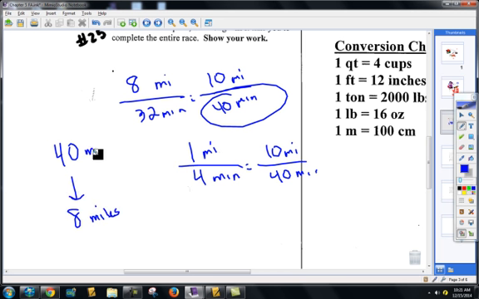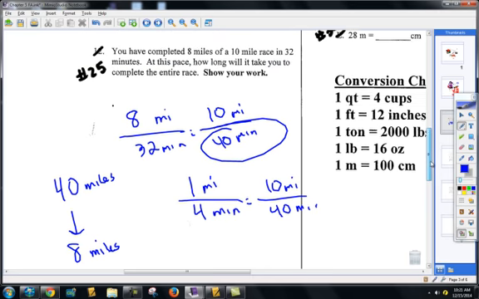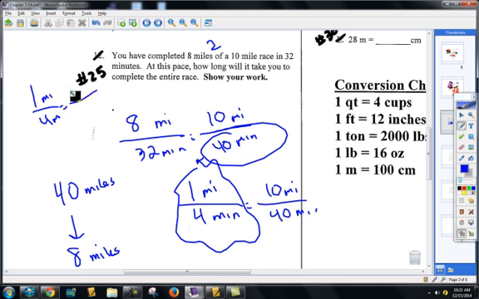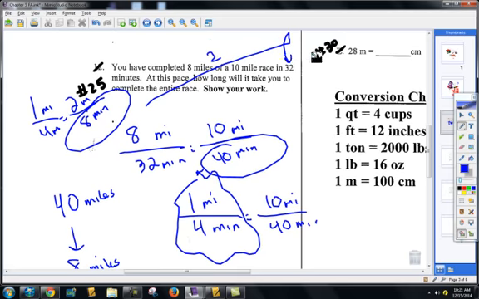Okay, and the reason why is because some of you interpreted the question as, how long would it take to finish it? Well, it would take 8 minutes to finish it, right, everyone? If you're running 1 mile every 4 minutes and you've completed 8 out of 10, that means you have 2 left. So isn't the proportion 1 mile every 4 minutes? Isn't that going to be 2 miles in 8 minutes? So 8 plus 32 is definitely 40.